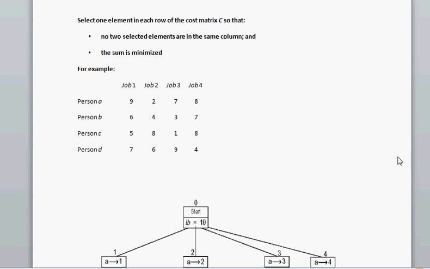Hello everyone. We'll solve the assignment problem using the branch and bound method. So what exactly is the assignment problem?